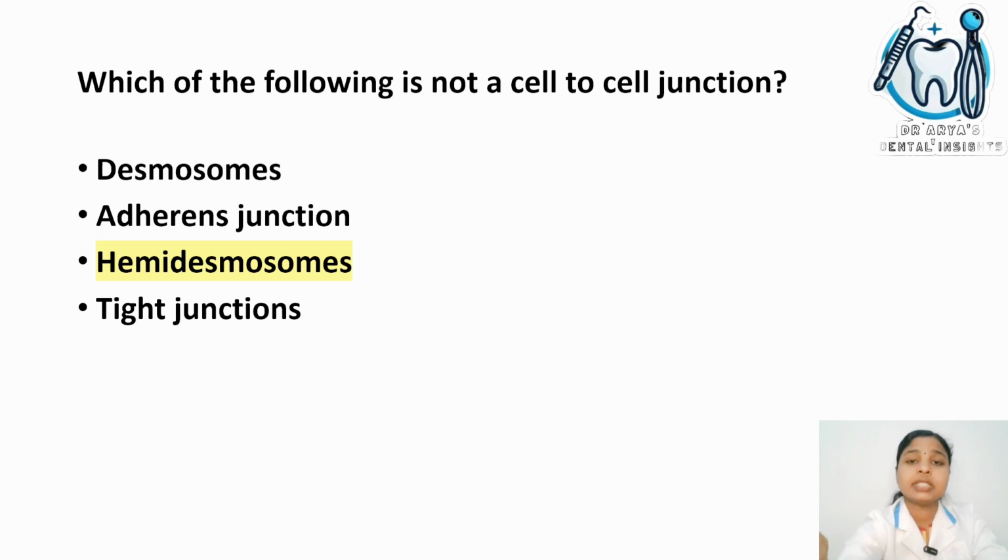So this word is important. Here it is asked, not a cell-to-cell junction. So we answer it as it is not a cell-to-cell junction. It is a cell matrix junction, which is the hemidesmosomes. Okay.